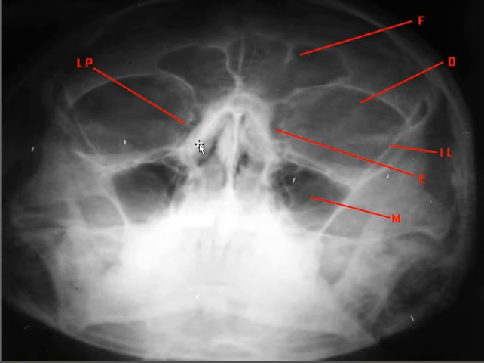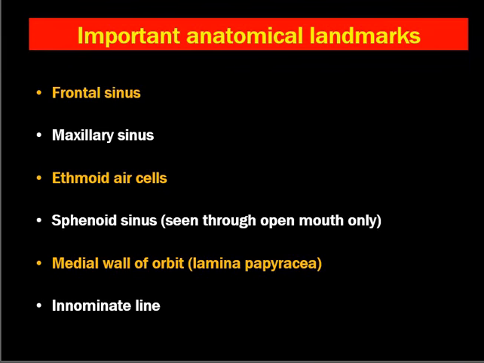This is the nasal septum. This is the nasal bones. Therefore, this is a plain X-ray of nose and PNS, not only nose, right? In the exam, just tell this is a plain X-ray of nose and PNS. This is the reference mark, innominate line, IL, which is the mark produced by the greater wing of the sphenoid bone.